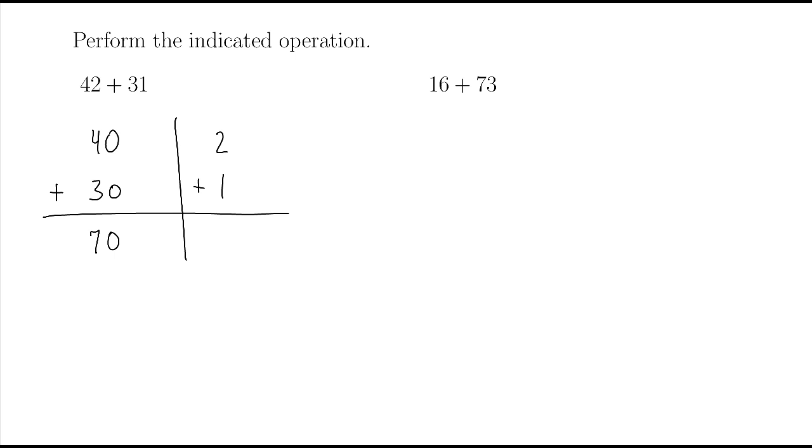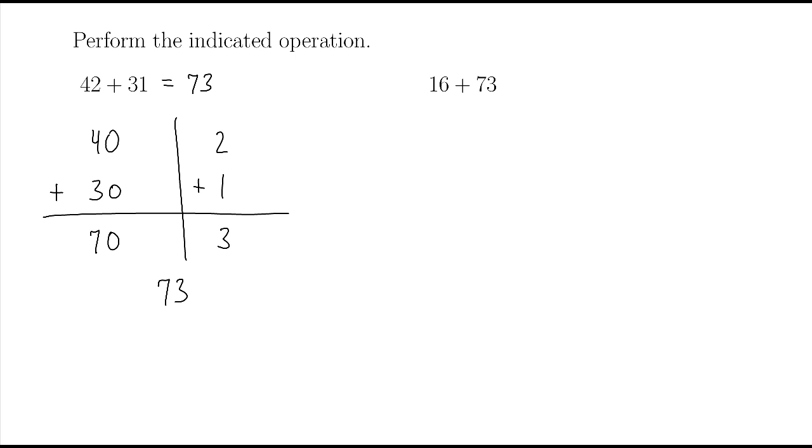And 2 plus 1, we're working with single objects, right? So 2 objects plus 1 object is 3. Okay, so now my result is 70 and 3, which we can just put together and get 73. So we know that the result of 42 plus 31 is 73.